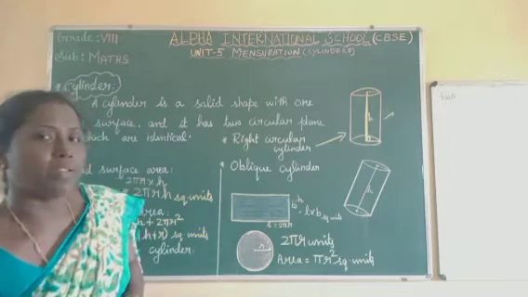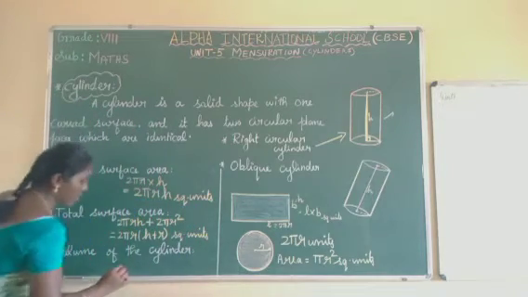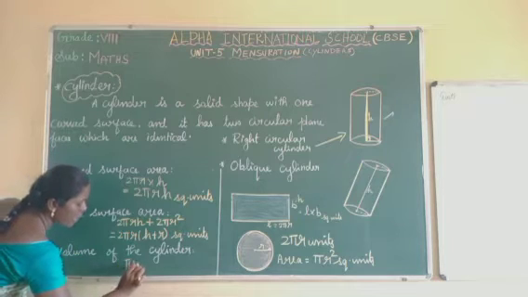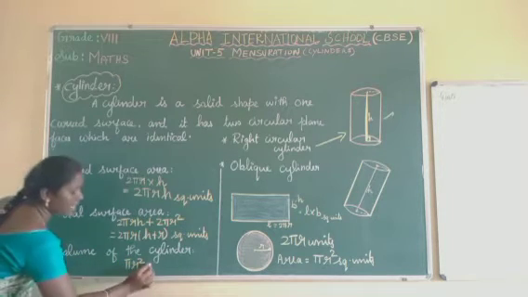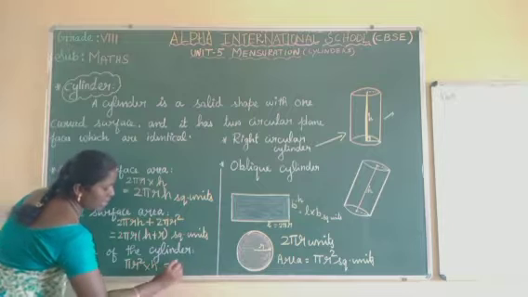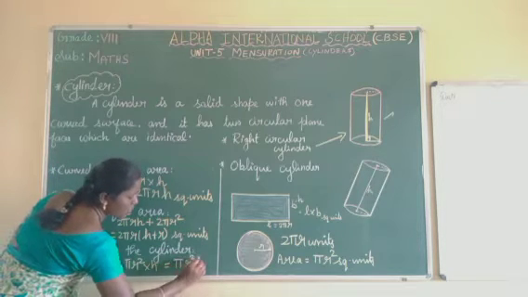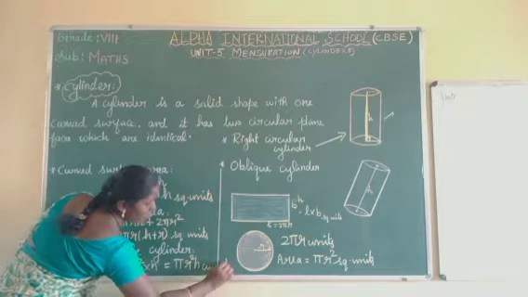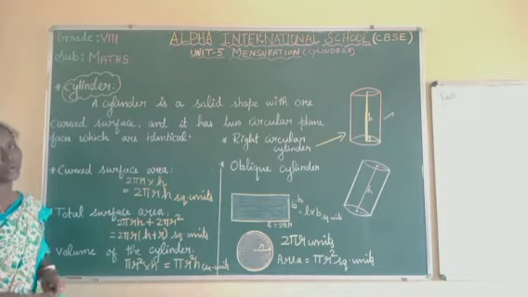So the volume can be identified by pi r square, base area, into height. What is the base area in our hand? Pi r square, and height is h. So finally we can give it as pi r square into h cubic units. Whenever you are finding the volume, you have to put the cubic units.